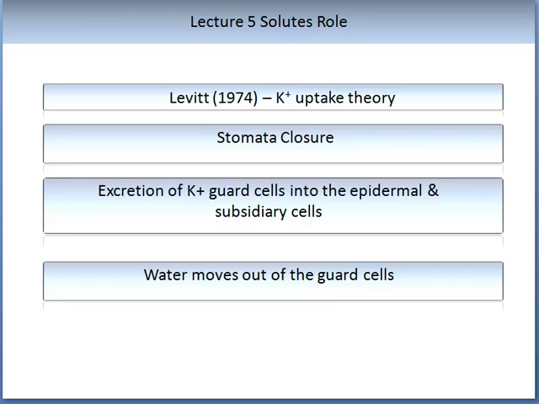So when stomata close, the excretion of the potassium ions from the guard cells into the epidermal and subsidiary cells occurs. Along with potassium being pumped out of the guard cell, water moves out of the guard cells too.